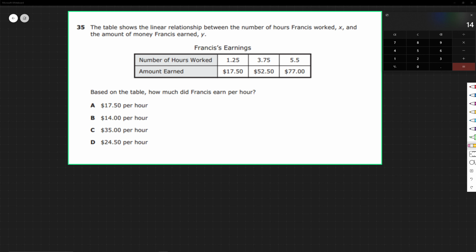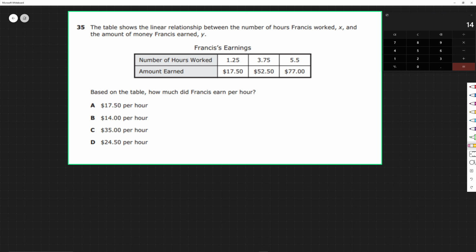The table shows the linear relationship between the number of hours Francis worked, X, and the amount of money Francis earned, Y. So we have this table. Based on the table, how much did Francis earn per hour?